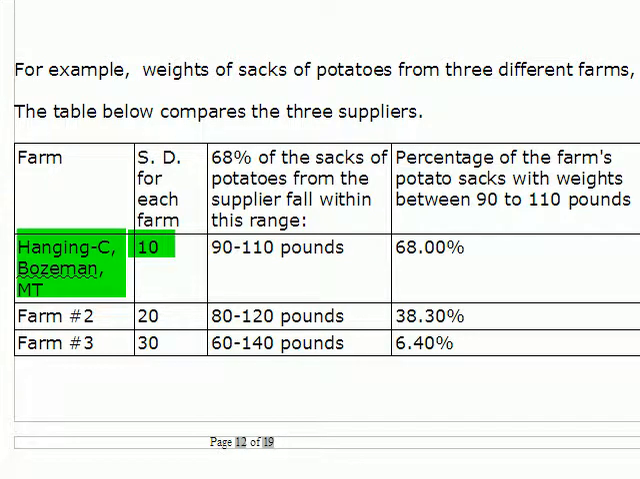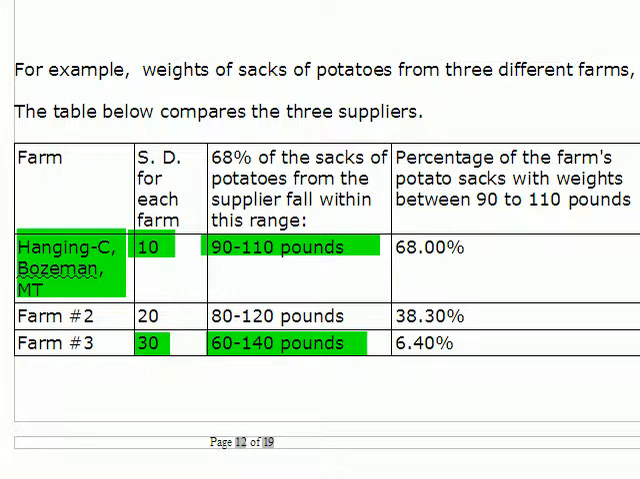Let's give 2 other hypothetical farms. Here's farm 3 with a standard deviation of 30. Think about that bell-shaped curve. This means that if I moved 1 standard deviation on either side of 100, 68% of the sacks of potatoes would be there. So that means 68% of the sacks of potatoes from the first farm weigh between 90 and 110 pounds. For farm 3 with the standard deviation of 30, 68% of the sacks of potatoes fall between 60 and 140. See, a much wider range.